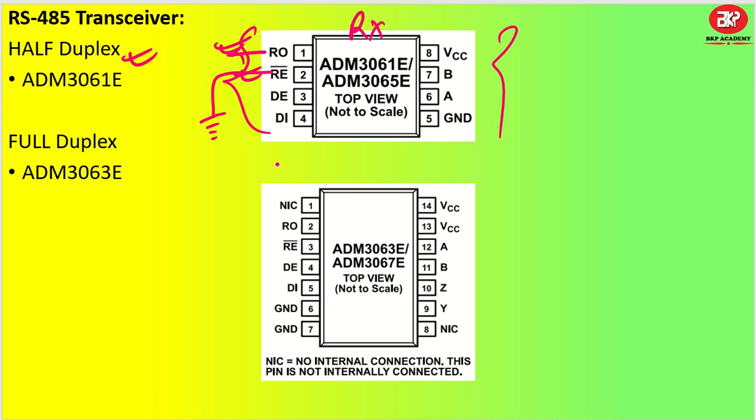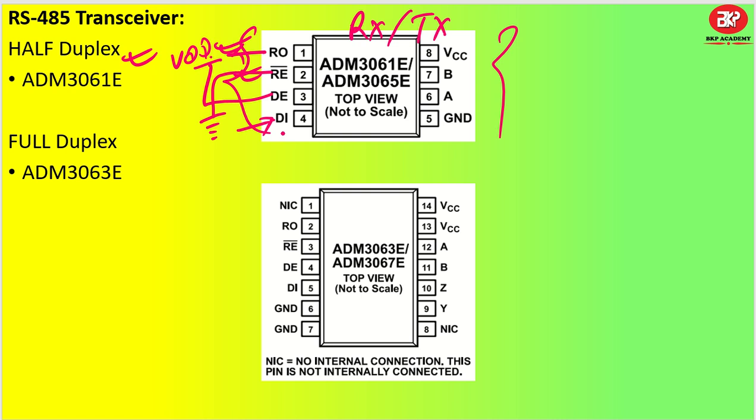DE is driver enable. If it is working as a transmitter, then it has to be pulled high, let's say to VDD, to enable it. And this is data input. So the data to be transmitted is provided at this DI pin.